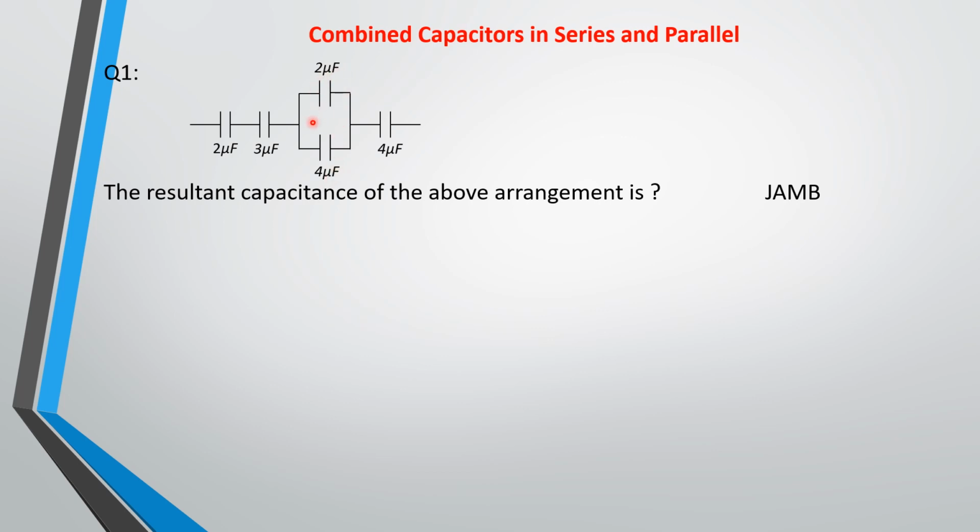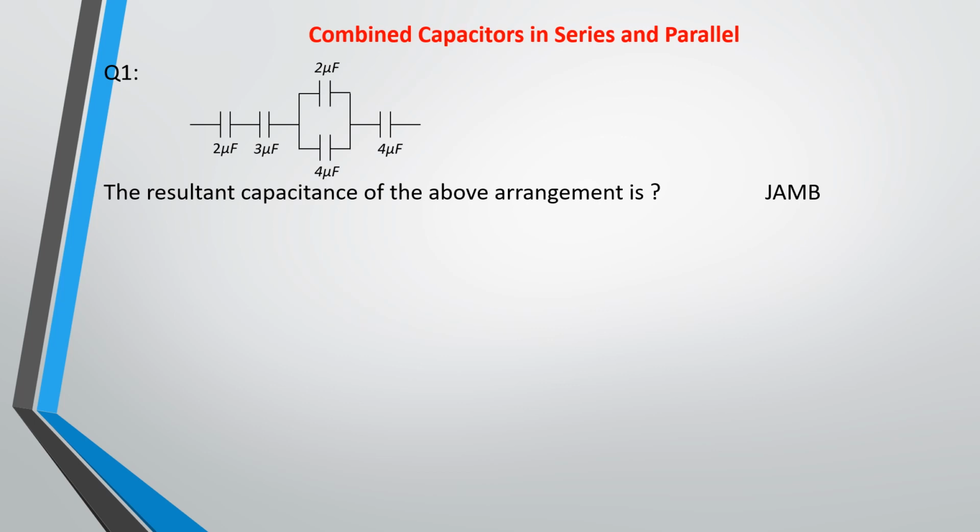So once you have found the value for the equivalent capacitance of these 2 microfarad and 4 microfarad capacitors that are in parallel, you now combine everything together, because everything now will become in series. So you now find the capacitance in series. What I've said is that for the 2 microfarad and 4 microfarad capacitors, their combined capacitance is given to you.